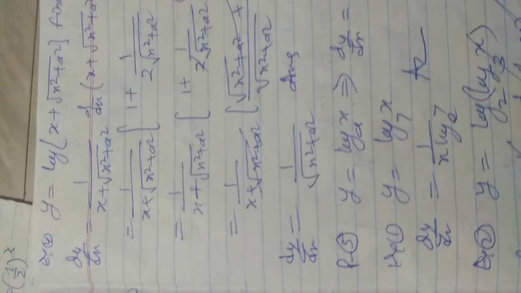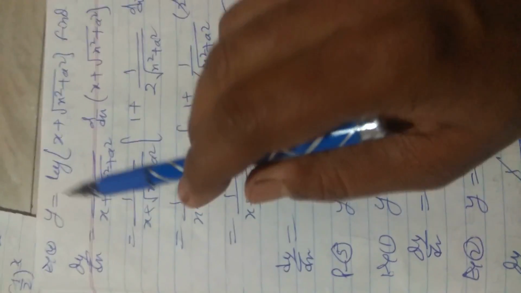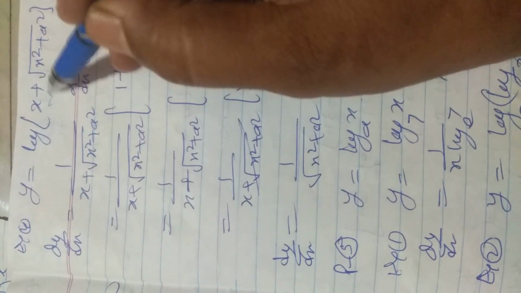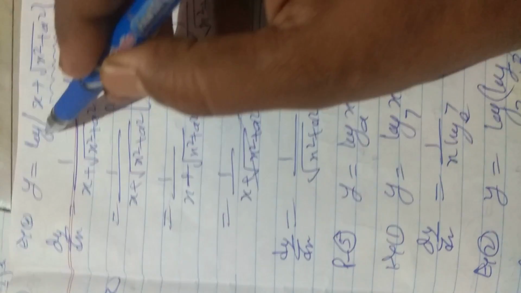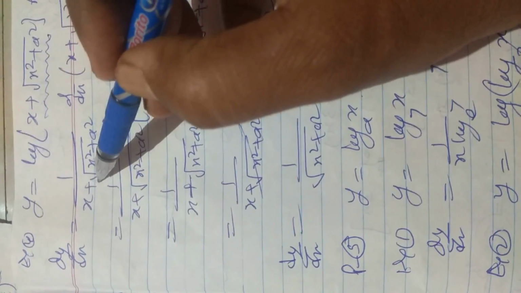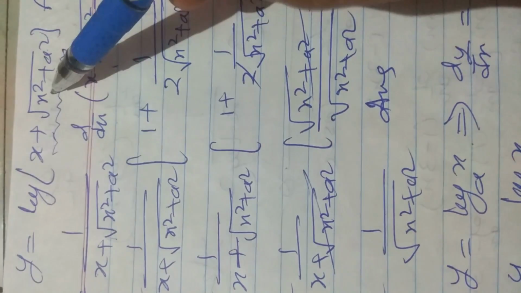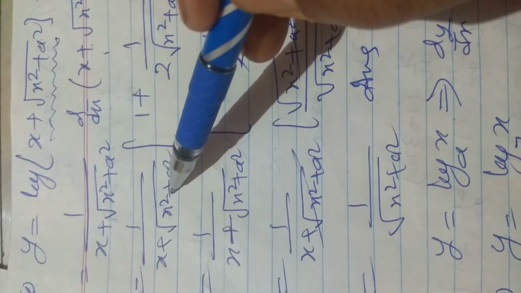Now, the most important question of the chain rule in terms of log: we have y equals log of x plus root of x square plus a square. Find dy by dx. How can you differentiate it? We assume the total term x plus root of x square plus a square is called X. The derivative of log X is 1 by X times d by dx of X. The term outside the derivative has no change; it stays the same.